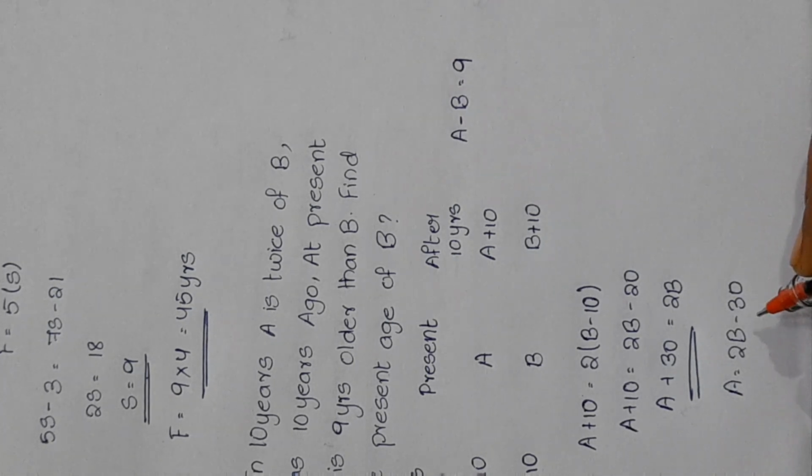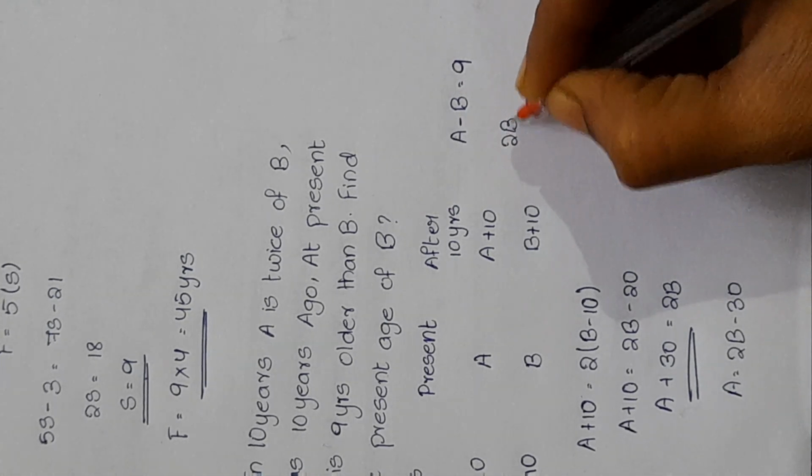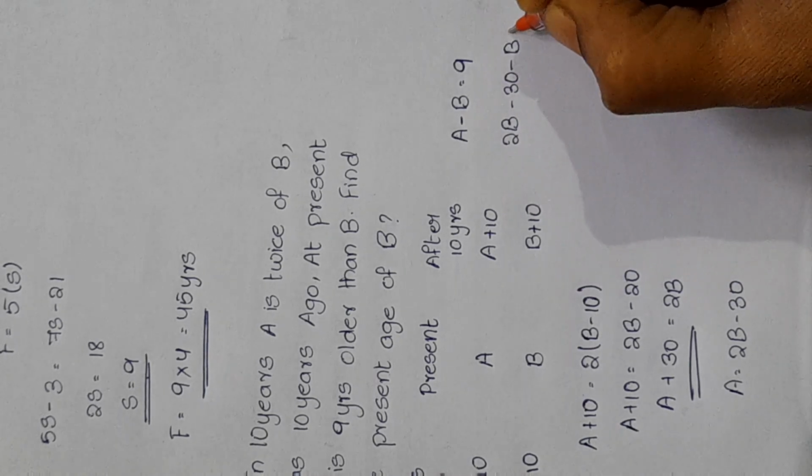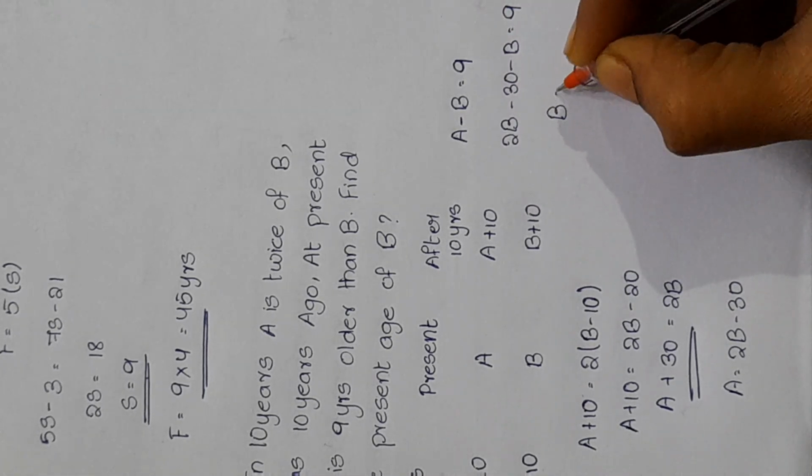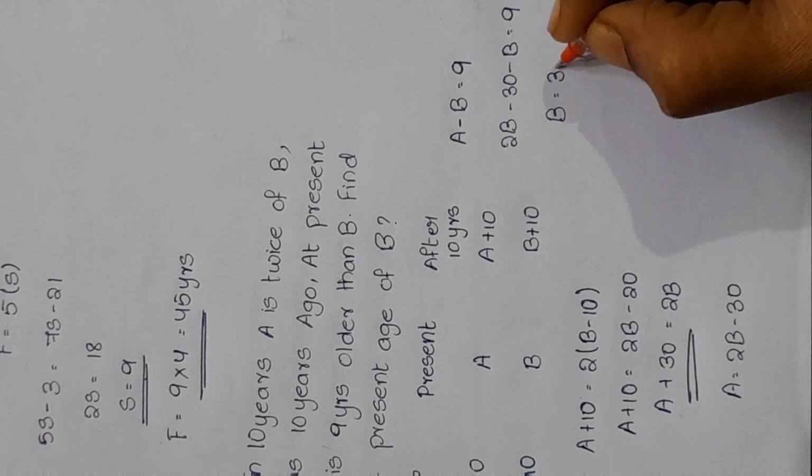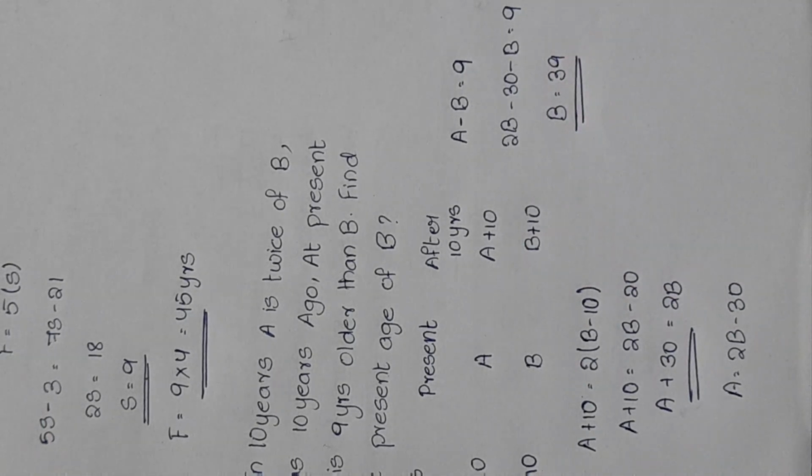Now, substituting A is equal to 2B minus 30 in this. 2B minus 30 minus B is equal to 9. B is equal to 39 years. That is, the present age of B is 39 years.